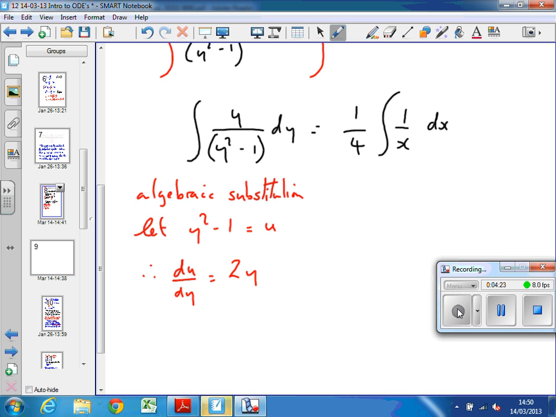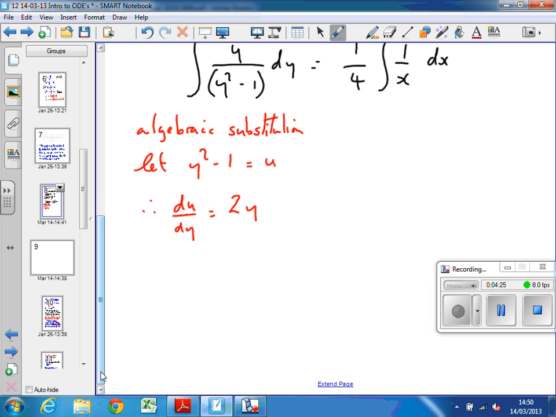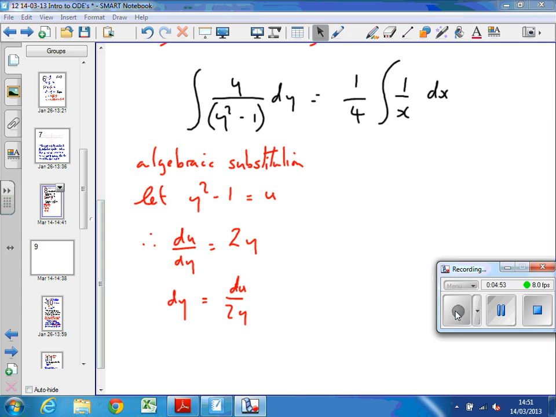So now, do you remember with this method, we bring the dy up and bring the 2y down, so dy equals du over 2y. That's this method of algebraic substitution. dy equals du over 2y. Rewriting it so it looks better.